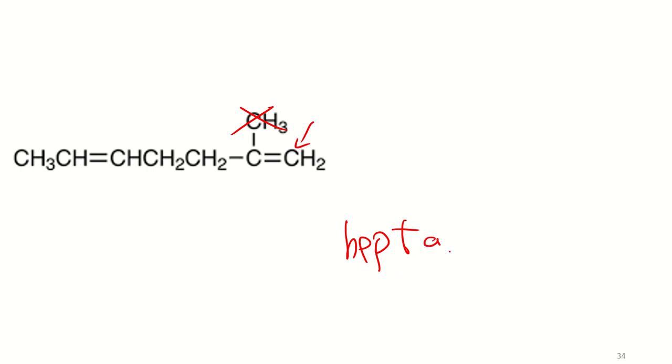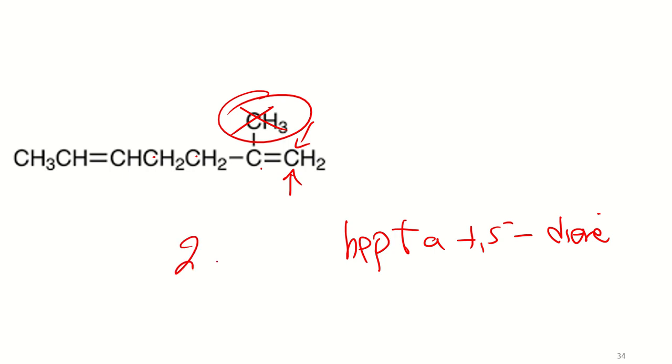We have 2 double bonds. We have hepta, and I have a diene. They are on number 1, 2, 3, 4, 5. 1 and 5, always giving them the lowest numbers. We have this group here, which was a methyl group, so that is a 2-methylhepta-1,5-diene.